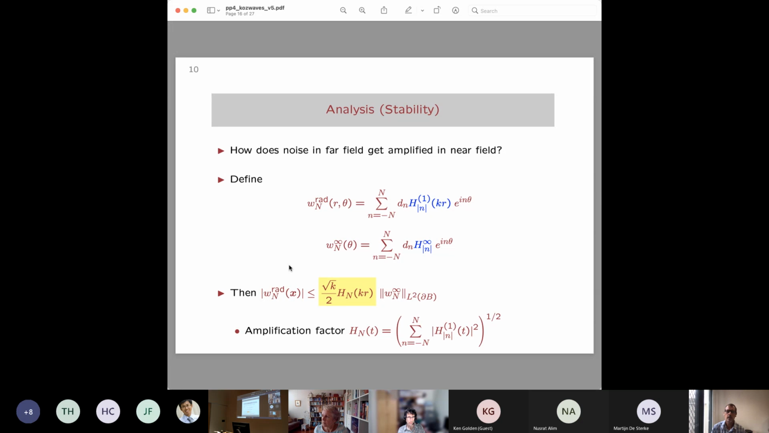And it's not too hard to prove that the value of this W rad in the near field is bounded in terms of the norm of its far field, but multiplied by this thing highlighted in yellow, which is this amplification factor. It's basically what you get if you put the Hankel functions in a vector and take the two norm. But it's dominated, of course, by the big N order Hankel function.